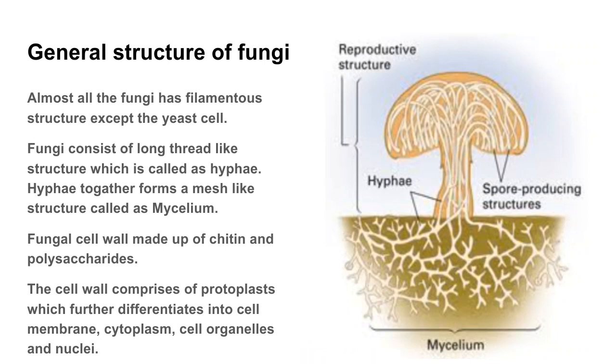The fungal cell wall is made up of chitin and polysaccharides. Fungi have some other components, for example cell membrane, cytoplasm, cell organelles and nuclei.